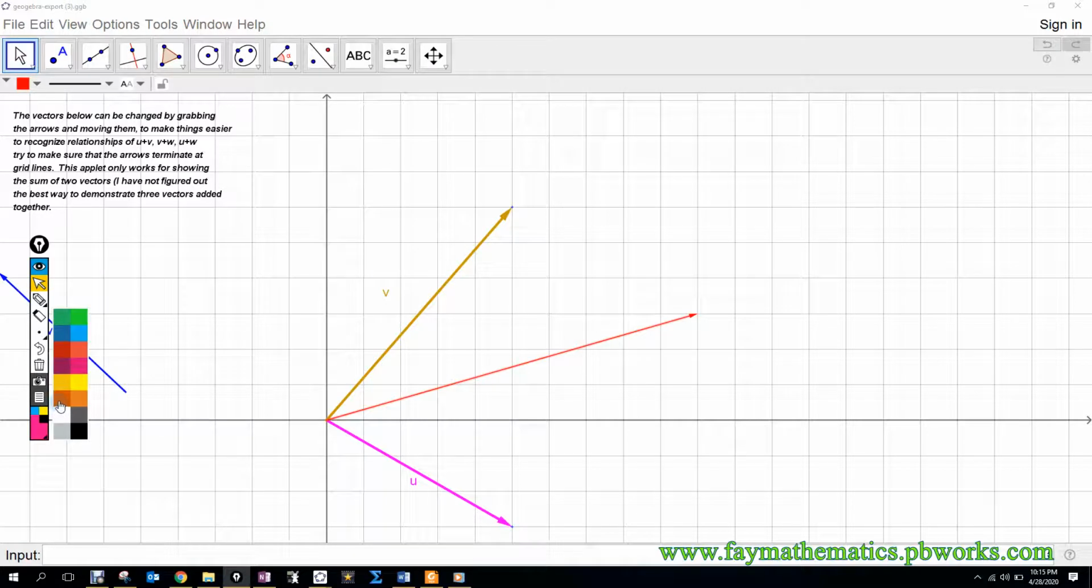Let's imagine that the grid is our classroom, and we're looking at our classroom from the ceiling. We're all sitting on the ceiling, looking down on the floor. So we've got a bird's eye view. And let's say these grid lines are the tiles on the floor.